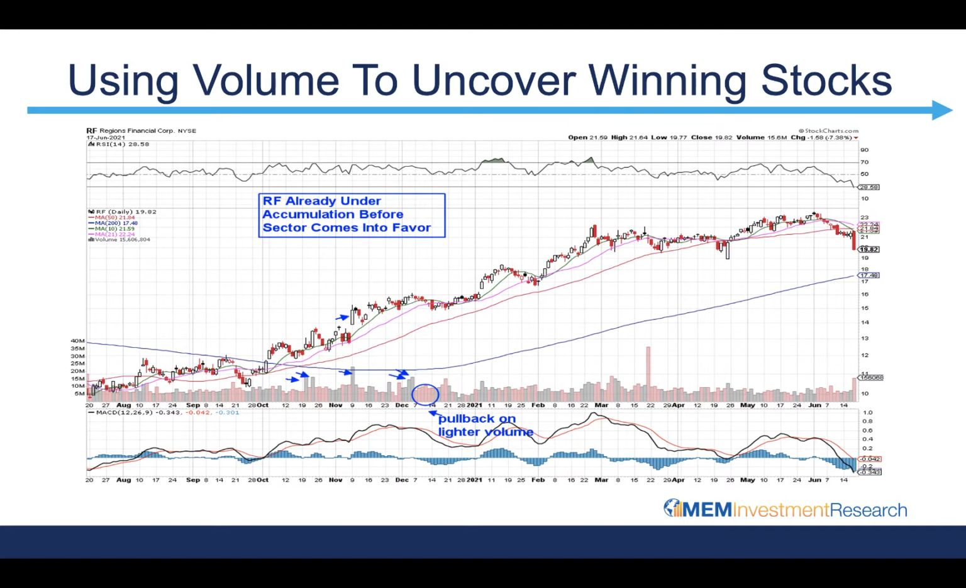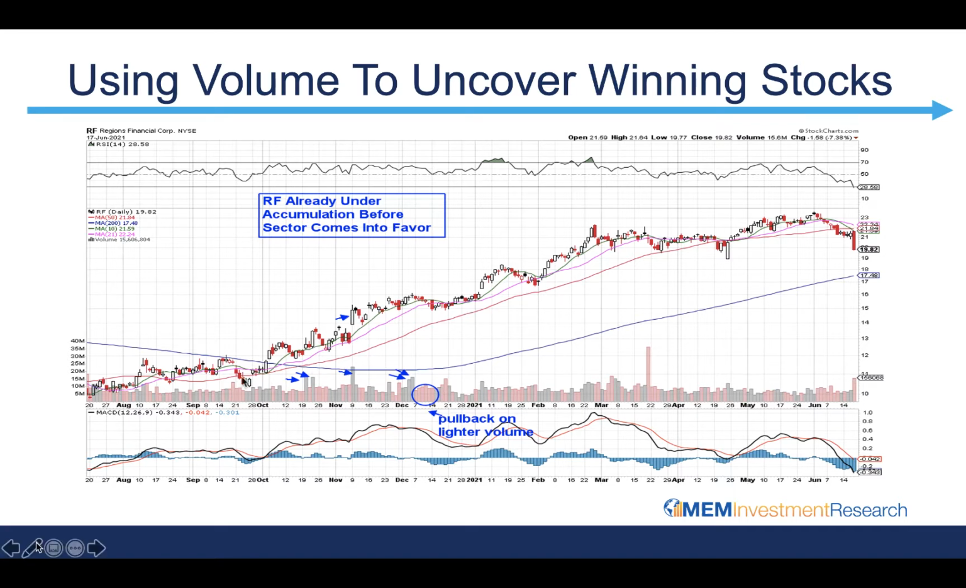So from here, you are, of course, always wanting to get in front of the ideal candidate, that name that can go on to greatly outpace not only its peers, but of course the broader markets. And Regions Financials was one such name that we did add to our list. A couple of characteristics brought it to my attention as having leadership qualities.